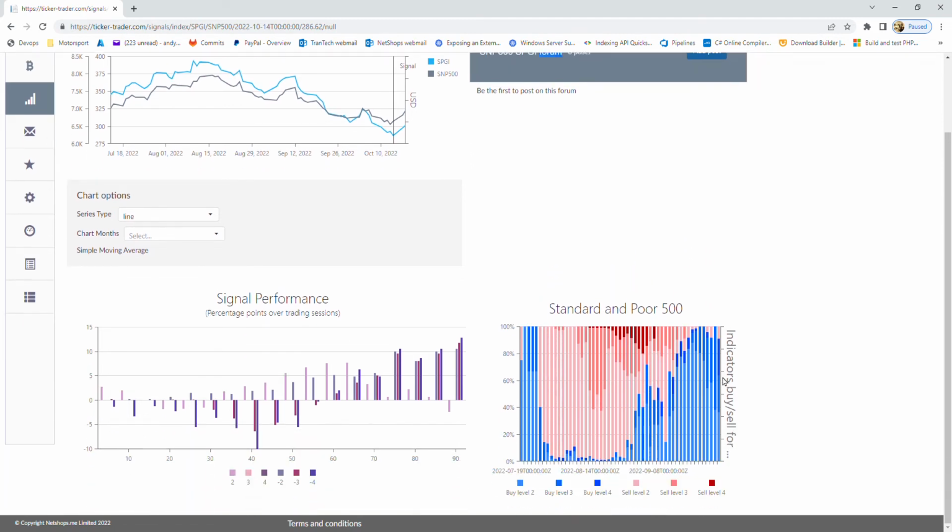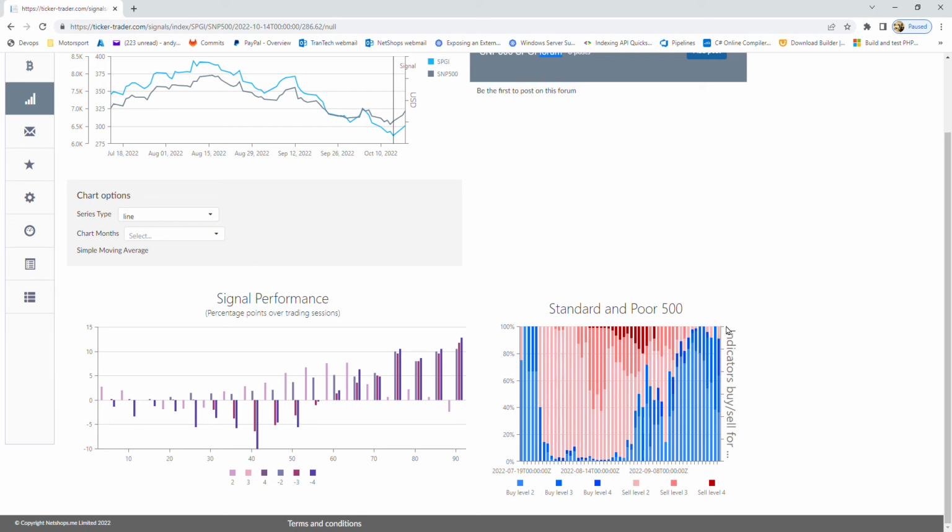So this is the index the stock belongs to, and it tells us the state of that index in terms of either buys winning or sells winning. So if it's red, it means there are more sell signals than buy signals. If it's blue, there are more buy signals than sell signals.